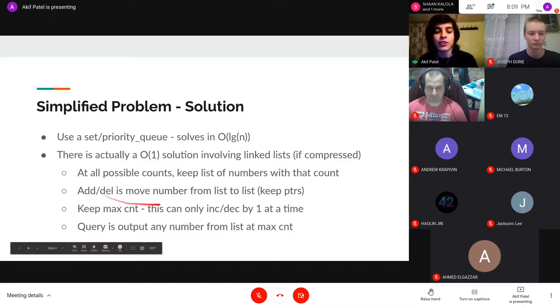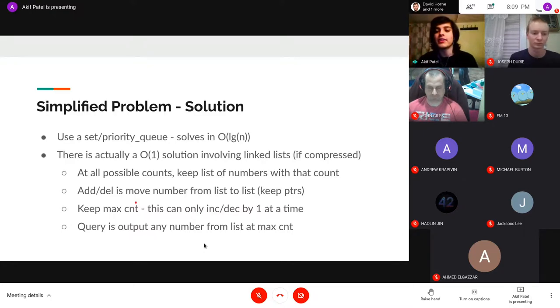Then adding or deleting from the entire data structure is just moving an item from one linked list to another. It's either moving to the one on the left if you're removing an item, or moving that item from that linked list to the one above it if you're adding an item. And the way you would need to do this is you need to keep a pointer from each possible number to its linked list node. If you keep that pointer, you can get to the node, delete it from the original linked list, and then move it to one of the other ones.